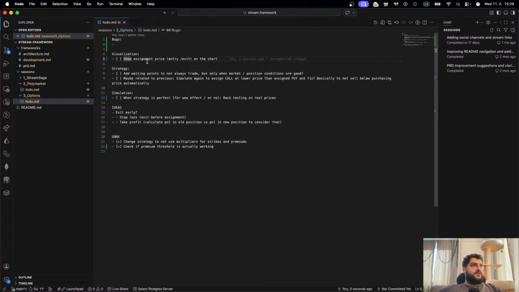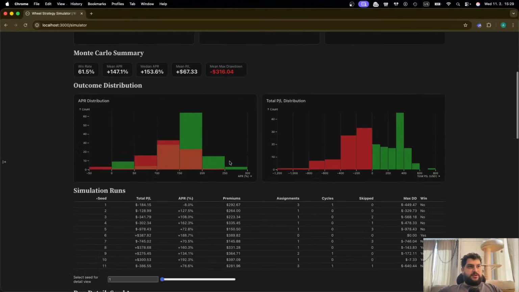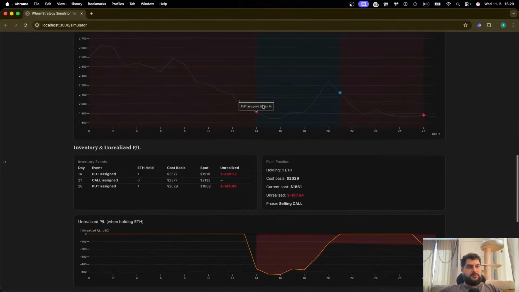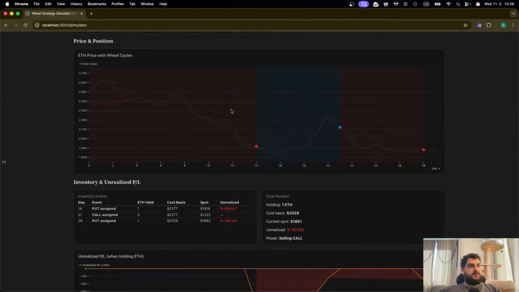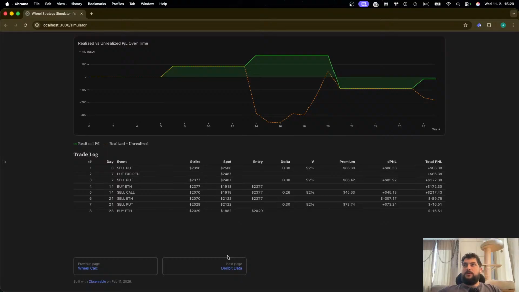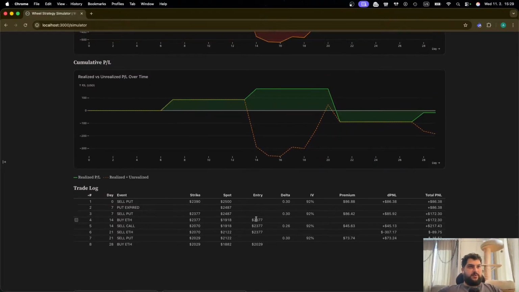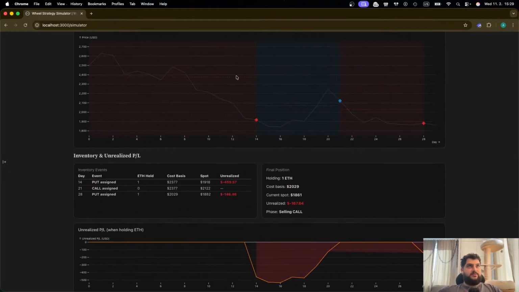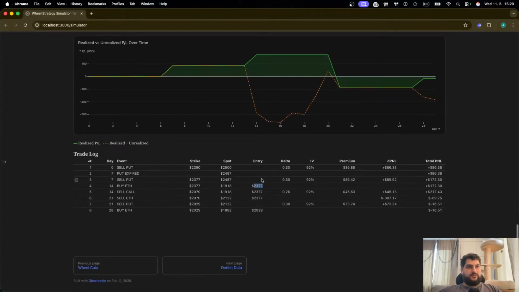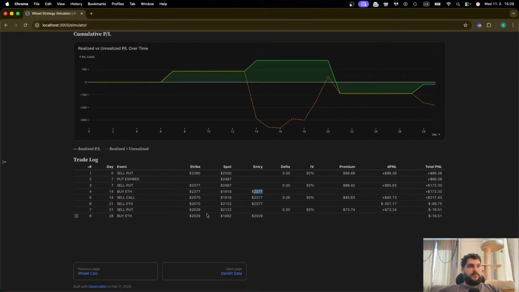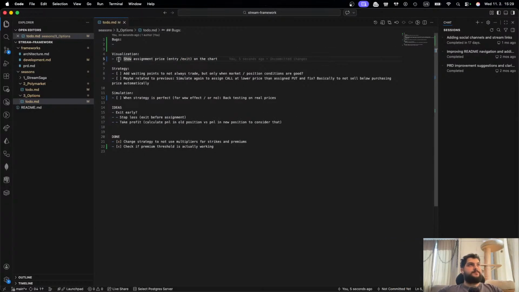So let's take a look at this show assignment price entry exit on the chart. I think it's also just these lines. I was just confused last time. Basically here we go and we buy ETH right at the entry price of 377, which is like our strike price, which we have here already. This is where we buy and this is where we sell. We can definitely use those. So this is done.